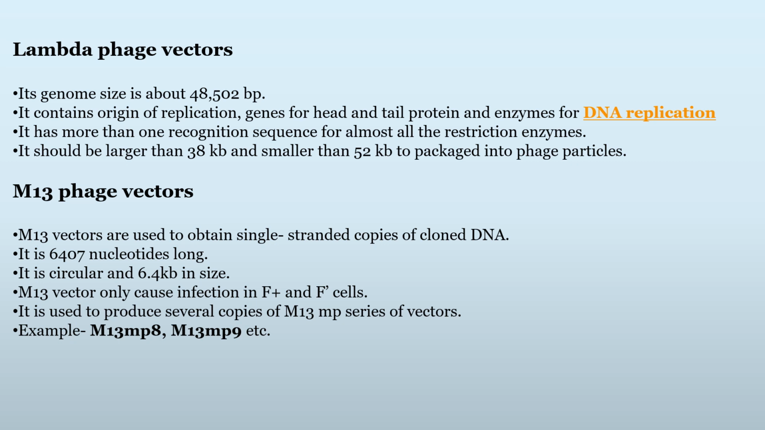M13 phage vectors. M13 phage vectors are used to obtain single-stranded copies of cloned DNA. It is 6407 nucleotides long. It is circular and 6.4 kb in size. M13 vector only causes infection in F plus cells. It is used to produce several copies of the M13 mp series of vectors. Examples are M13mp8 and M13mp9, etc.